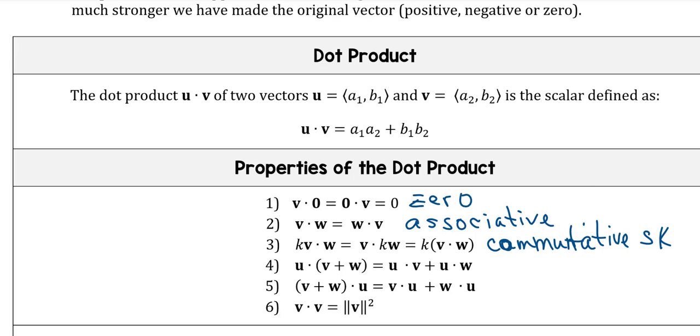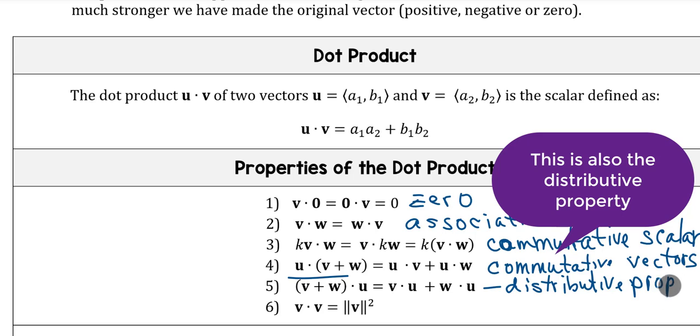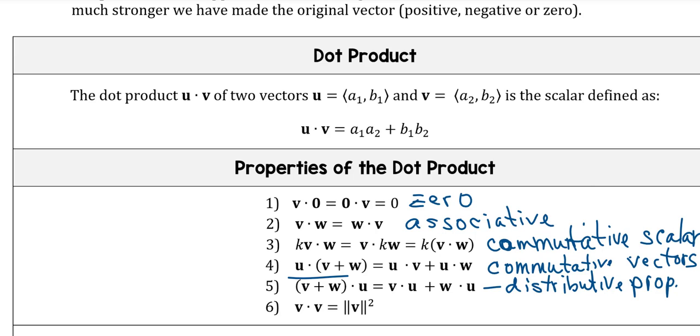And then I'm having trouble spelling today. And then we also have the commutative property with vectors. And then we have the distributive property. And then that's just how we're defining. If you multiply a vector times itself, you get the magnitude squared.